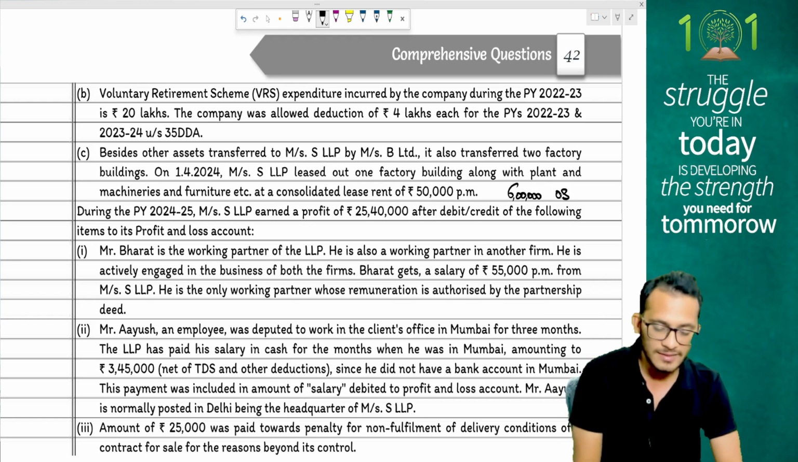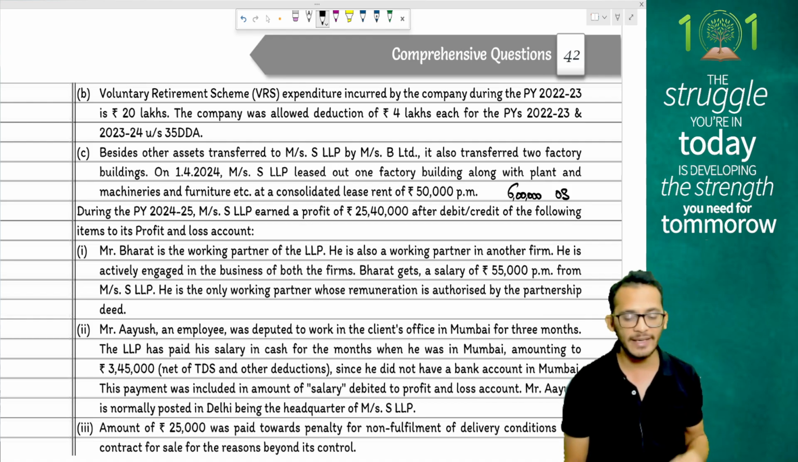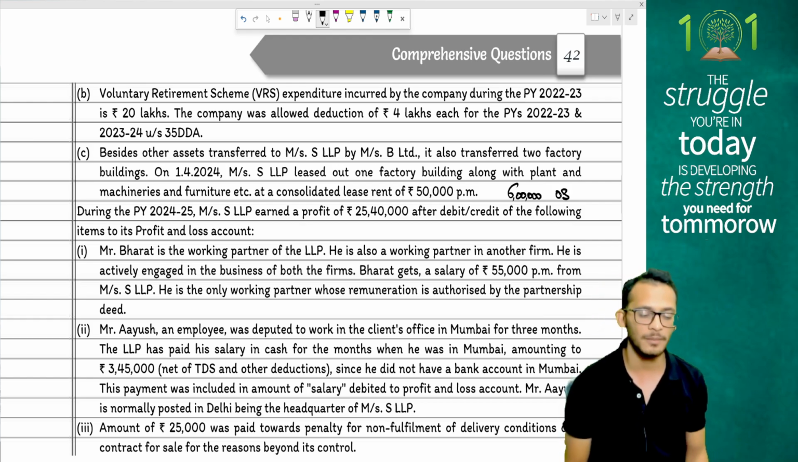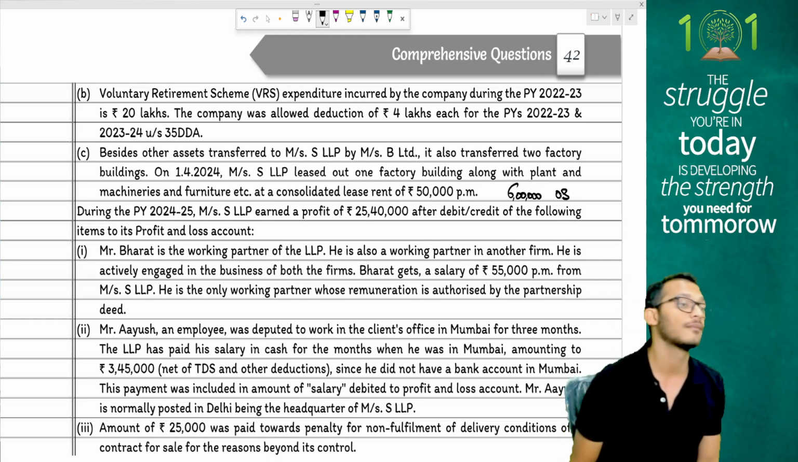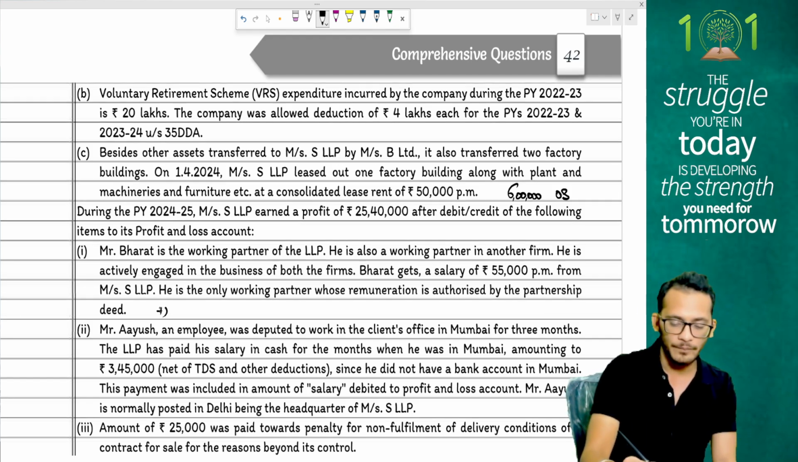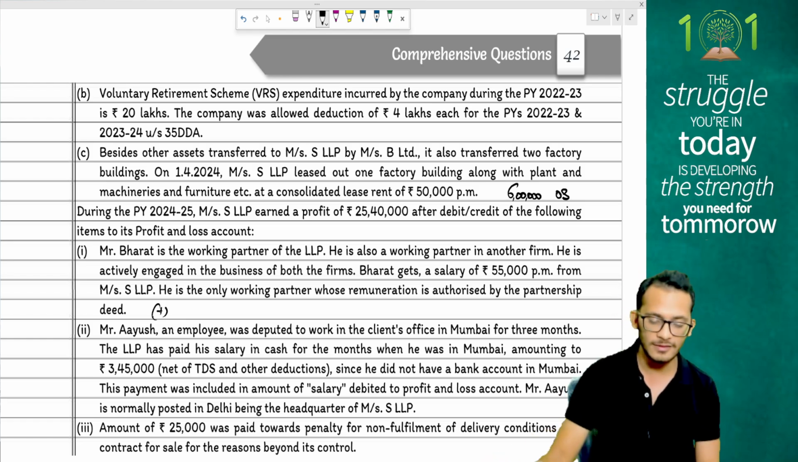The question comes and says, Mr. Bharat is a working partner of LLP. He's also a working partner in another firm. He is actively engaged in the business of both the firms. Bharat is getting a salary of 55,000 per month from SLLP. He is the only working partner whose remuneration is authorized by deed. I will disallow this in order to compute my book profits. So I will disallow this and compute my book profits.